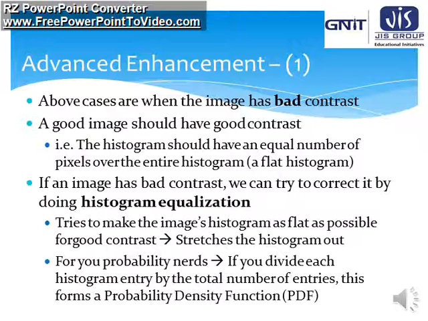So histogram equalization is a very important process by which we can make the histogram a flat histogram. That means the histogram should have an equal number of pixels all over the entire image. So here we should try to make the image's histogram as flat as possible for good contrast. So we should stretch the histogram out. If you divide each histogram entry by the total number of entries, this forms a probability density function, PDF, which has also been discussed earlier.